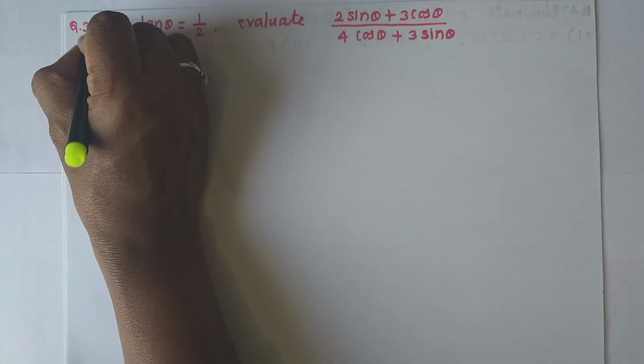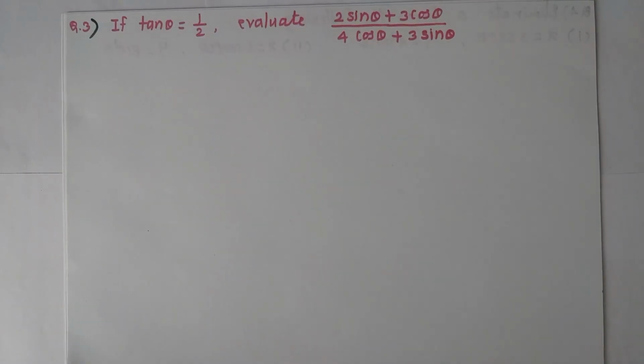Now this is question 3. If tan theta is equal to half, evaluate 2 times sin theta plus 3 cos theta divided by 4 cos theta plus 3 sin theta.